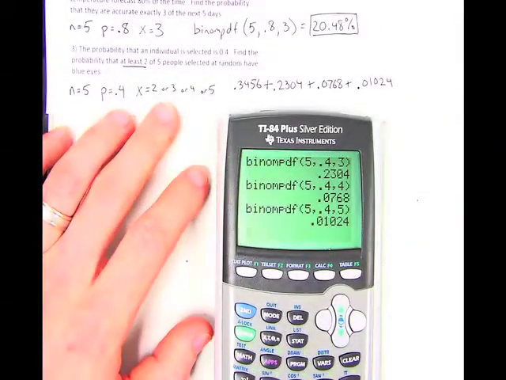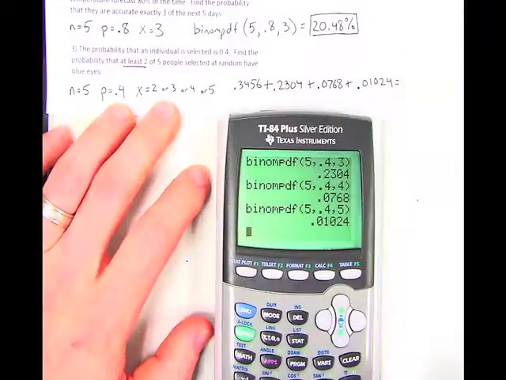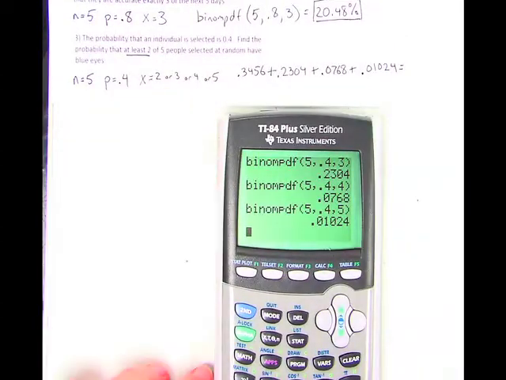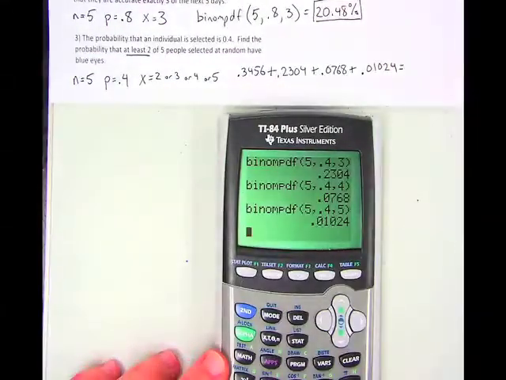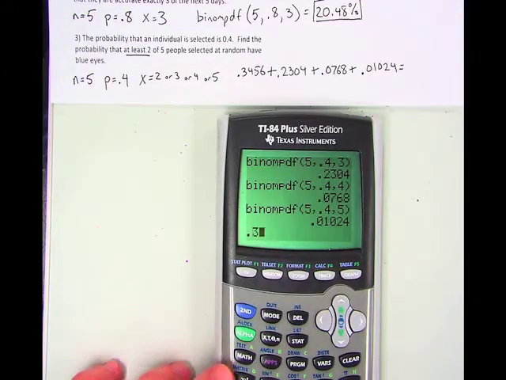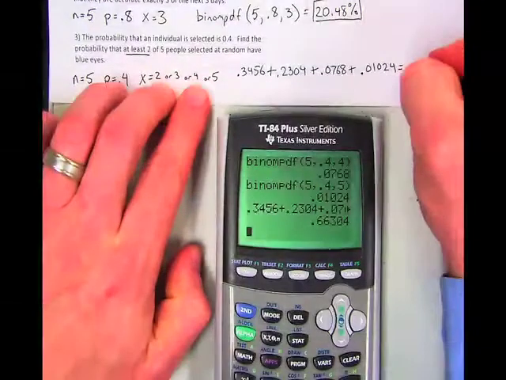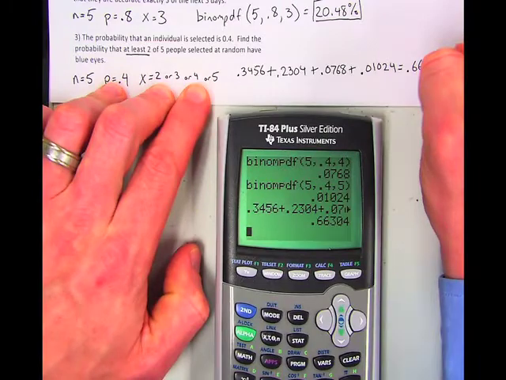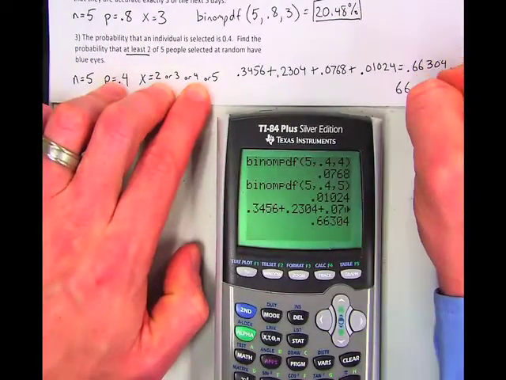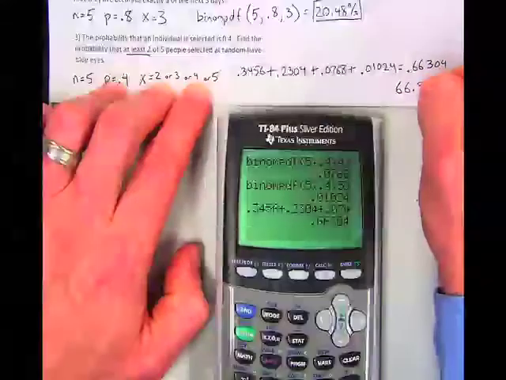Now the last step is to go ahead and add all these up. So we got 0.3456 plus 0.2304 plus 0.0768 plus 0.01024 for a grand total of 0.66304 or 66.304%.